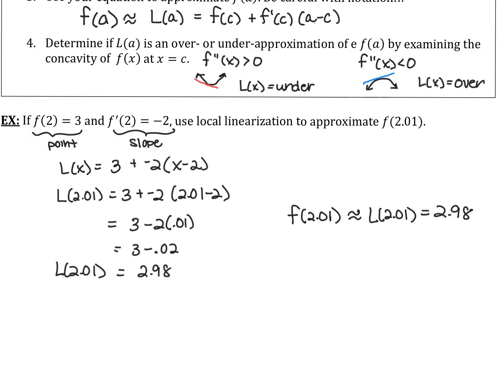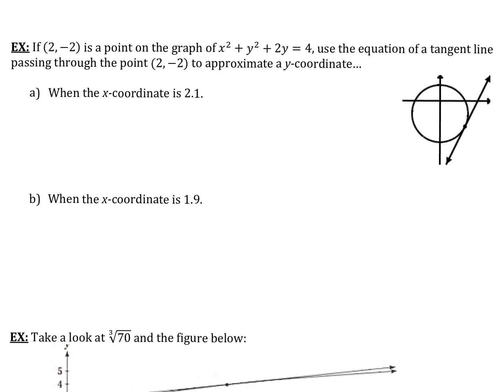Okay, so let's look at another example. Maybe one more tricky, and if you feel adventurous, you want to hit pause, try the next example, and then come back. Okay, so if (2, -2) happens to be a point on the graph of x squared plus y squared plus 2y equals 4, what I hope you notice, although there is a picture here, is that this equation right here is the equation of a circle.